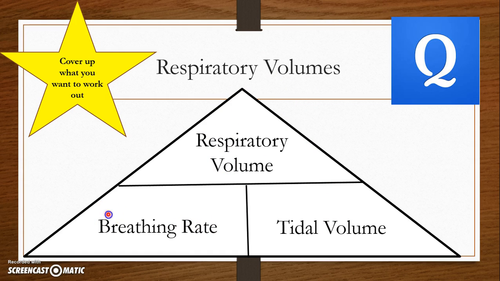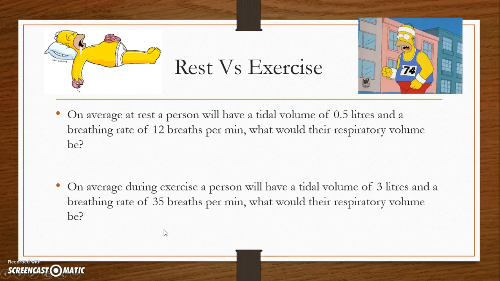However, if I wanted breathing rate, I would cover it up. So what that would give us is respiratory volume over tidal volume, which equals respiratory volume divided by tidal volume. And it will be the same process for tidal volume. Cover that up and it will give you respiratory volume divided by breathing rate. So if we look at respiratory exercise, these are just average amounts. So the average person will have a tidal volume of 0.5 litres, and a breathing rate of 12 breaths per minute.